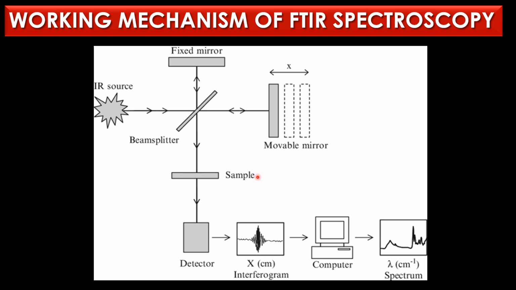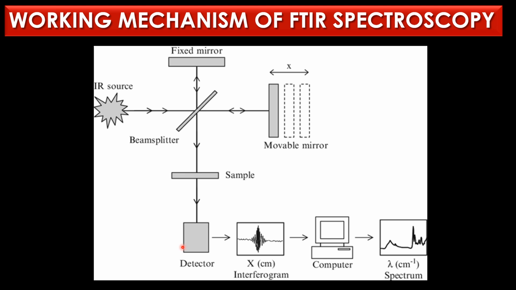After the two beams are recombined, the combined beam passes through the sample. The sample absorbs specific wavelengths of the IR radiation depending on its molecular composition. Detector: after passing through the sample, the remaining radiation reaches the detector.